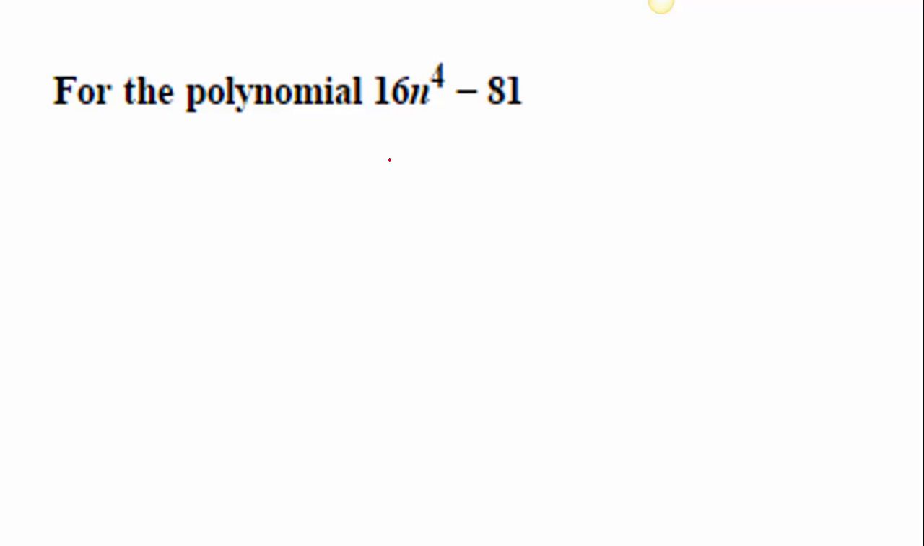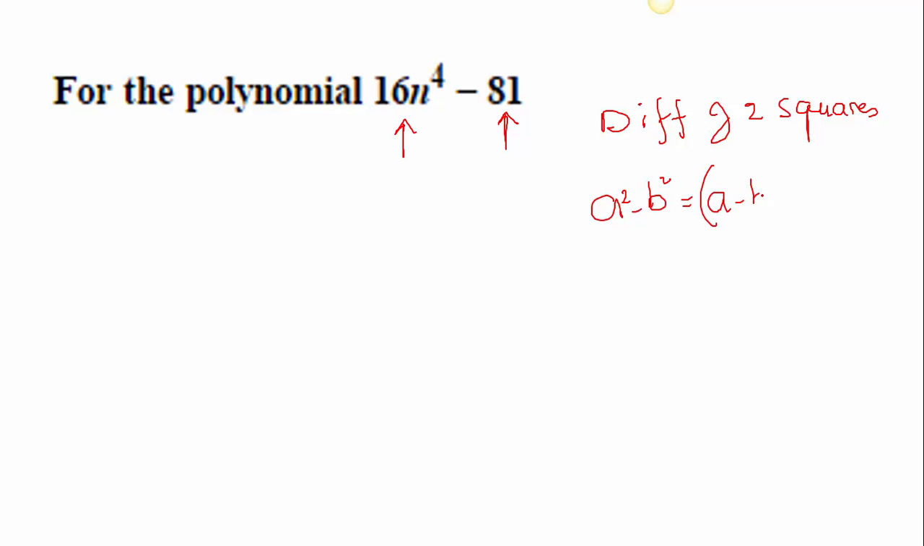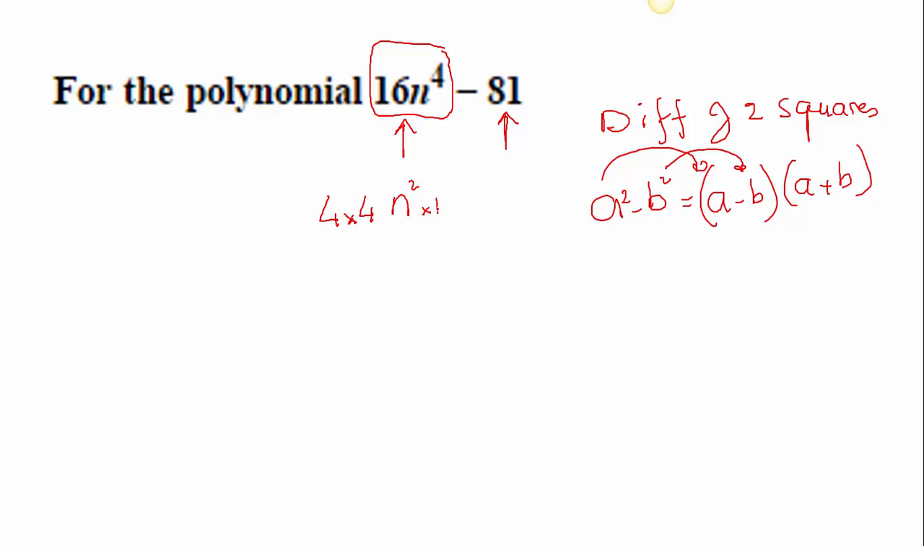Factor the polynomial. Notice this is a perfect square and this is a perfect square. So this applies to difference of 2 squares. We're going to use the same pattern, which is a squared minus b squared. Remember, it's a minus b, a plus b. We're going to do the square root of the first minus the square root of the second. What is the square root of this guy? 16 is 4 times 4. And n to the 4 is n squared times n squared, right? So then 4n squared would be the square root of 16n to the 4.